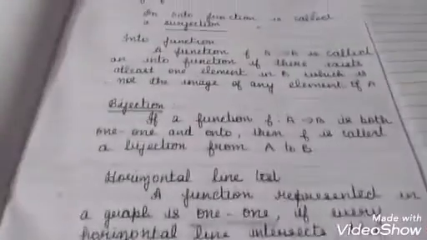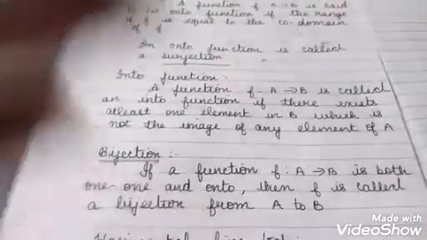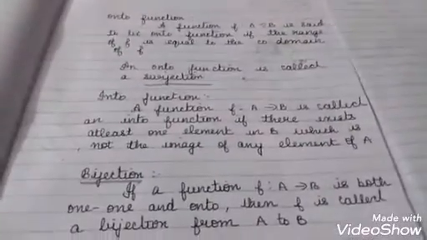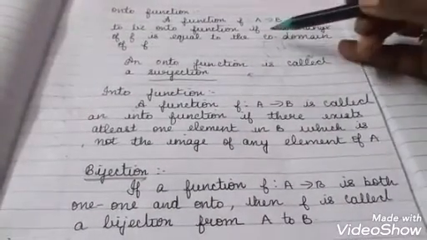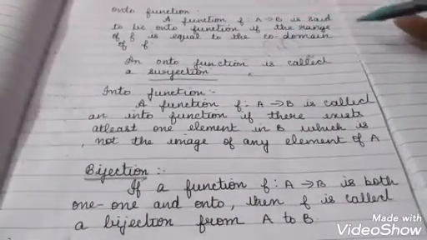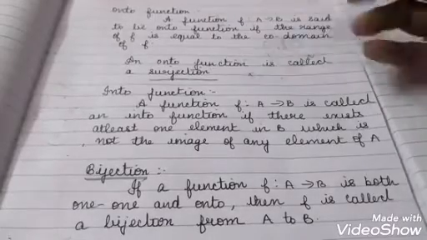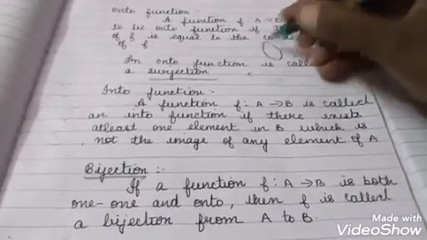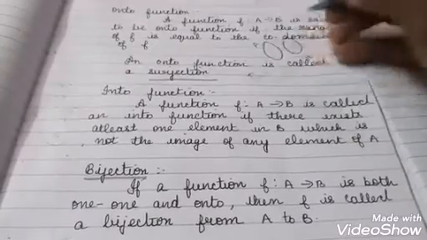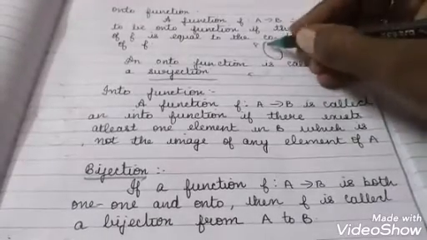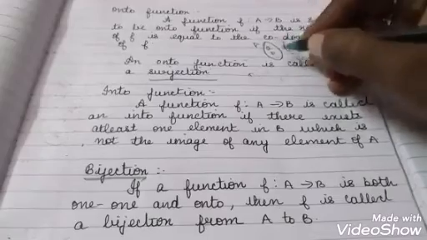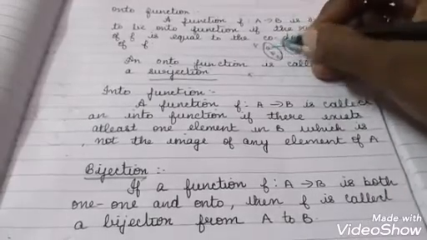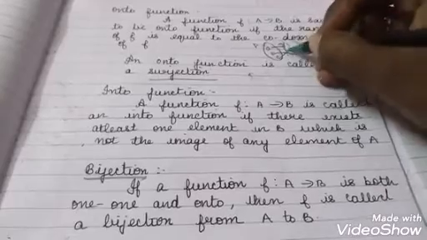Now the next one. What's an onto function? A function f from A to B is said to be an onto function if the range of f is equal to the codomain. So again I have two sets here, A and B, the domain and the codomain. I've got A, B and C, and you have 1, 2 and 3. So again I just map it like this.